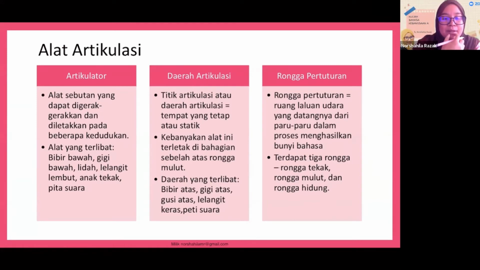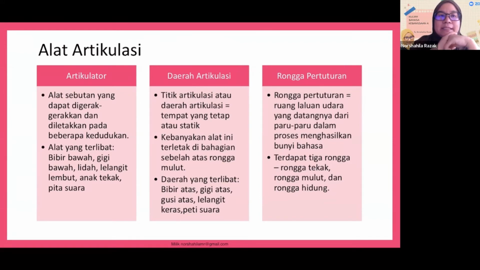Yang pertama, bibir bawah. Okay, bibir bawah yang banyak berubah compare to bibir atas. Gigi bawah, kan? Our rahang ni, our jaw actually can move. Lidah, di langit lembut dekat bahagian tadi vela tu. Okay, anak tekak, pita suara. This one all can move. Kalau tak boleh bergerak, jadi we cannot make a sound.